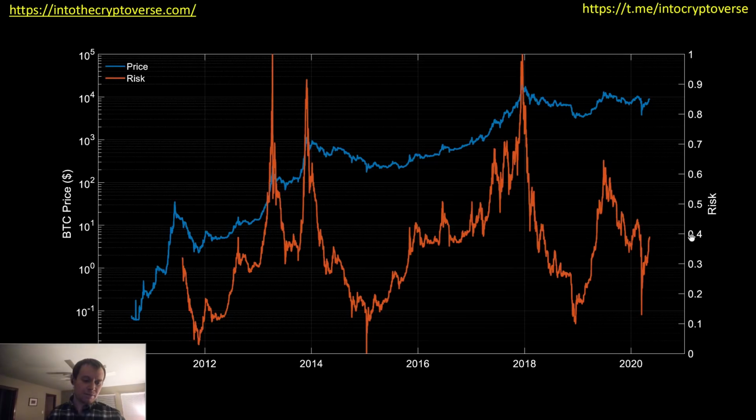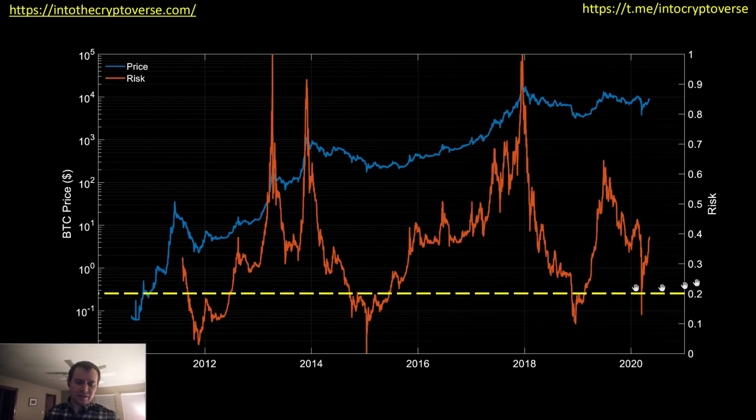And note that the risk associated with a given price will obviously change as we go forward in time, because the metric is based not only on price, but also on time. It's based on, as I mentioned, volatility, the idea that we're going to see diminishing returns. So if you look at this metric, you can see that the time that we're below a risk of 0.2 is very limited. It doesn't happen that often, and when it does, it's usually a really good time to be purchasing Bitcoin.